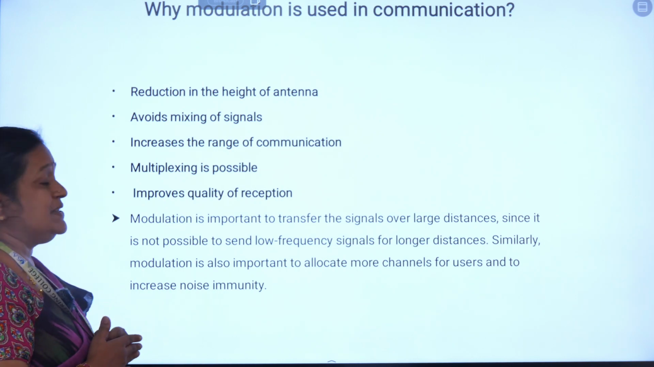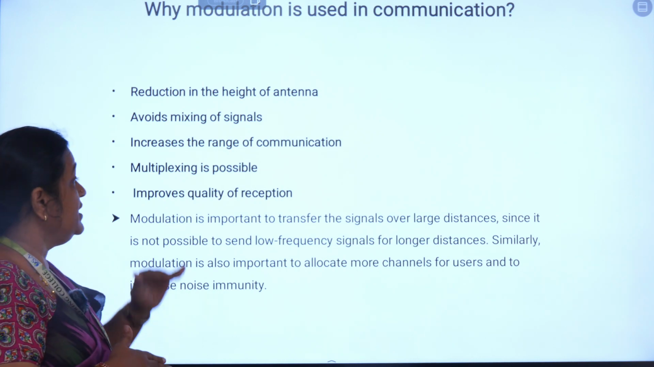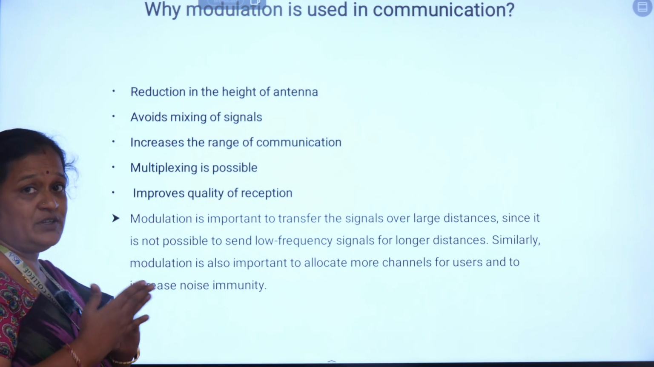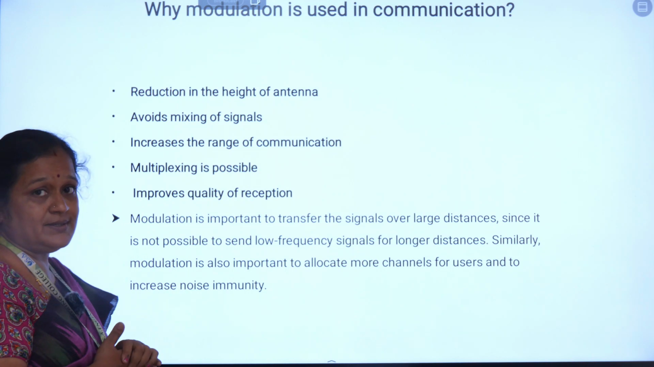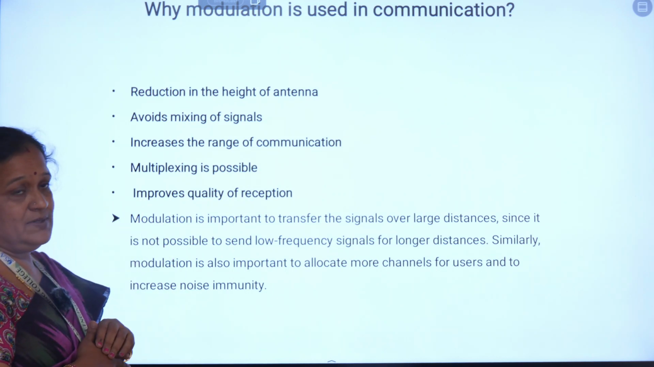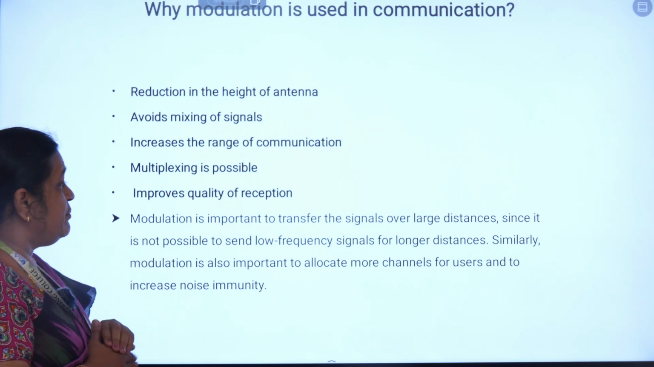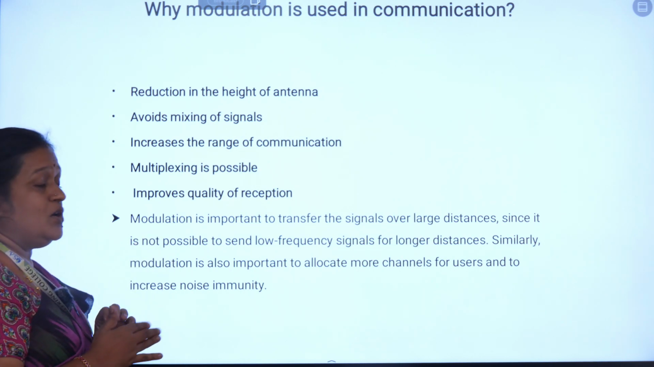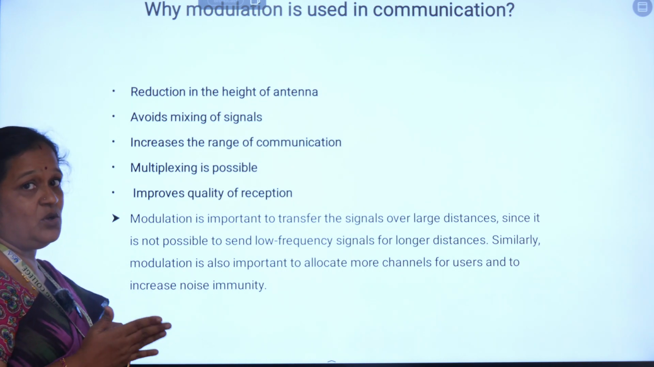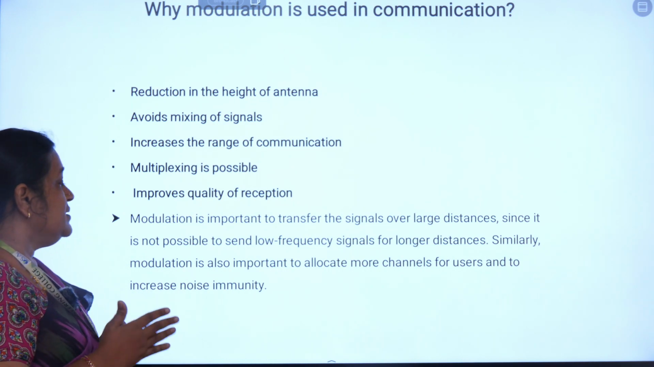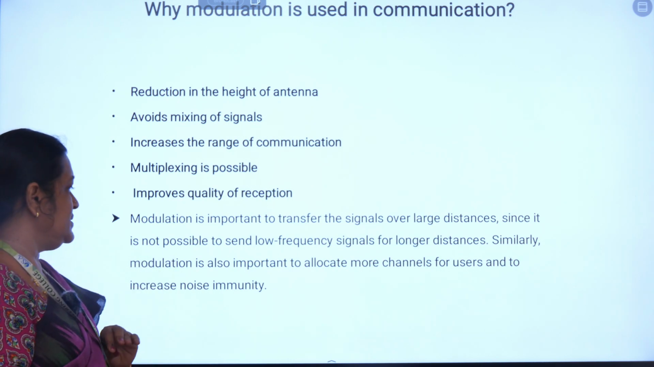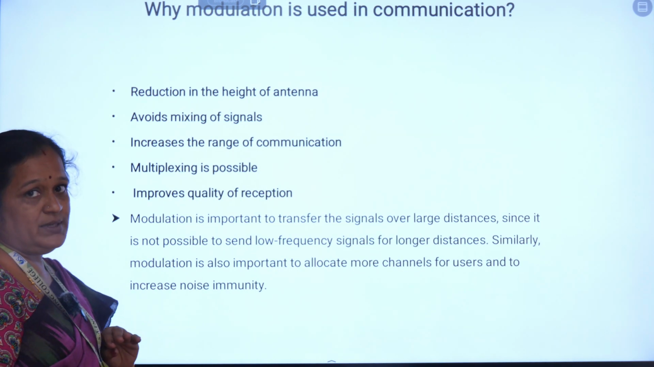Next one is multiplexing. Multiplexing is possible in modulation, improves quality of reception. Multiplexing is a different concept and modulation is a different concept, but through modulation, multiplexing is also possible. So modulation is important to transfer the signals over long distance since it is not possible to send low frequency signals for longer distances. Similarly, modulation is also important to allocate more channels for users and to increase noise immunity.